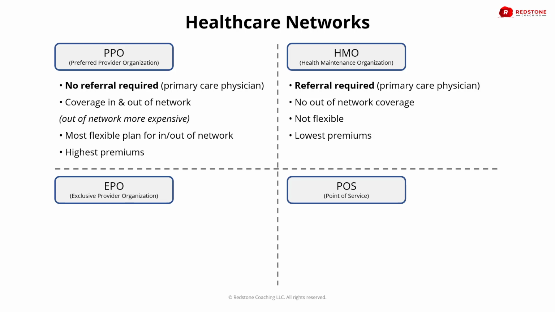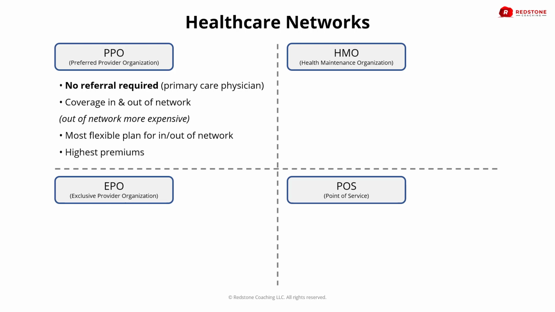All right, so back to the PPO. You have coverage both in and out of network, which means that your health insurance will kick in whether you're in network or out of network. The only difference is if you are out of network, it will be more expensive. And because you can go in or out, it's also the most flexible, because you can go in or out and still have some of the network discount. But because it is flexible and it provides, one, no referral required, and two, you can be both in and out of network, you're paying for that flexibility, which is why the premiums are the highest.